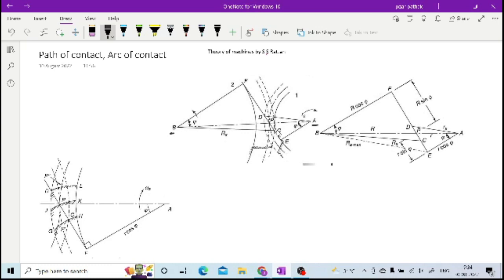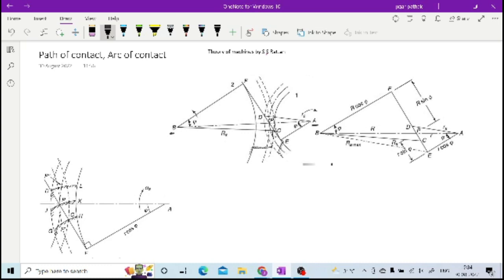So actually, if A is the driver and B is the driven, then if A is driving, its dedendum point will first be in contact with the addendum of the driven. So this is the point C, right?